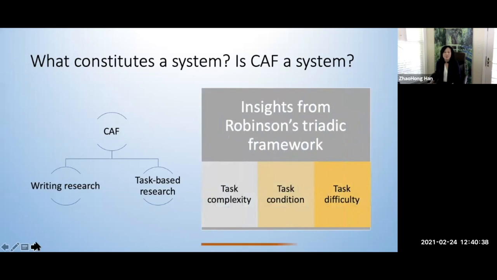Another insight that might be worth exploring in CDST research in terms of determining a system comes from Robinson's triadic framework for task design, where Robinson postulates three components: task complexity, task condition, and task difficulty. These three things can interact to determine an L2 learner's use of the target language. And if you trace that over time, you might be able to see development or lack of development and or patterns.